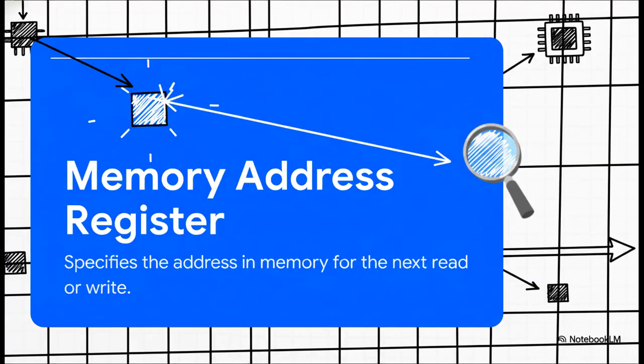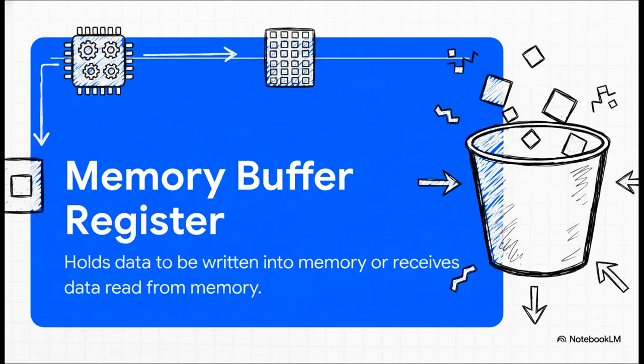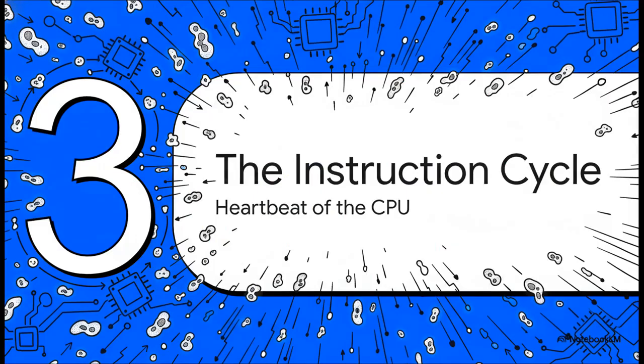Next up, we have the memory address register, the MAR. Main memory is essentially this vast grid of locations. The MAR is the CPU's way of pointing a laser beam at one very specific location in that vast grid whenever it needs to read or write data. And finally, working hand in hand with the MAR is the memory buffer register, or MBR. If the MAR points to the location, the MBR is the actual holding area. Think of it like a bucket for the data itself as it travels back and forth between the CPU and memory.